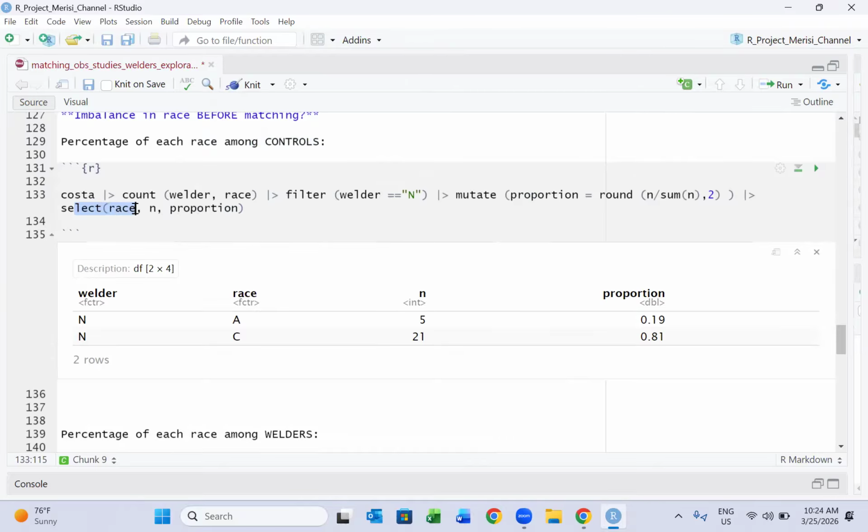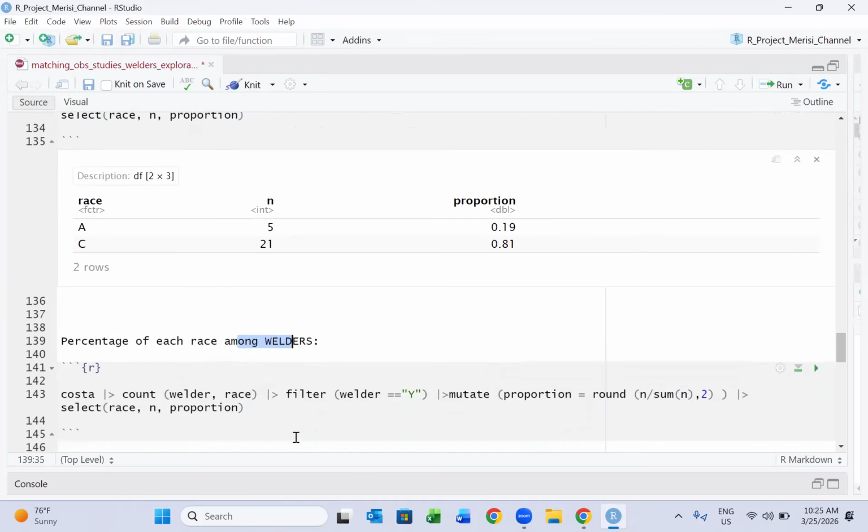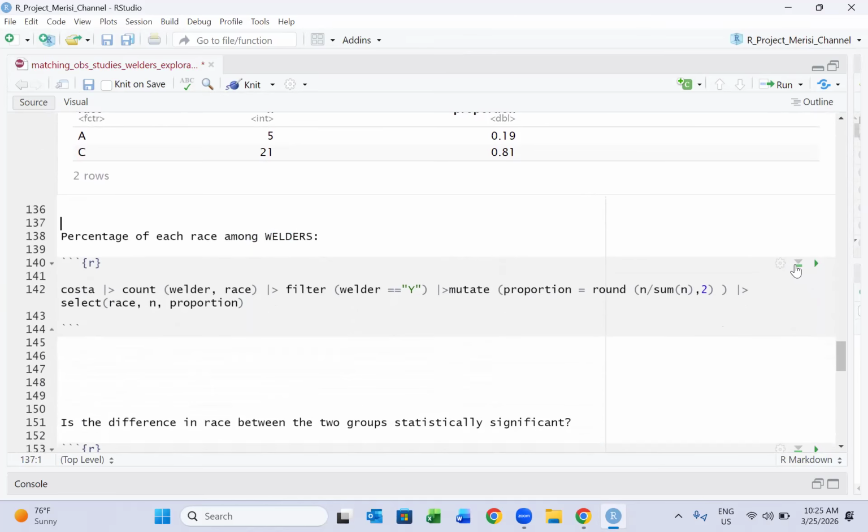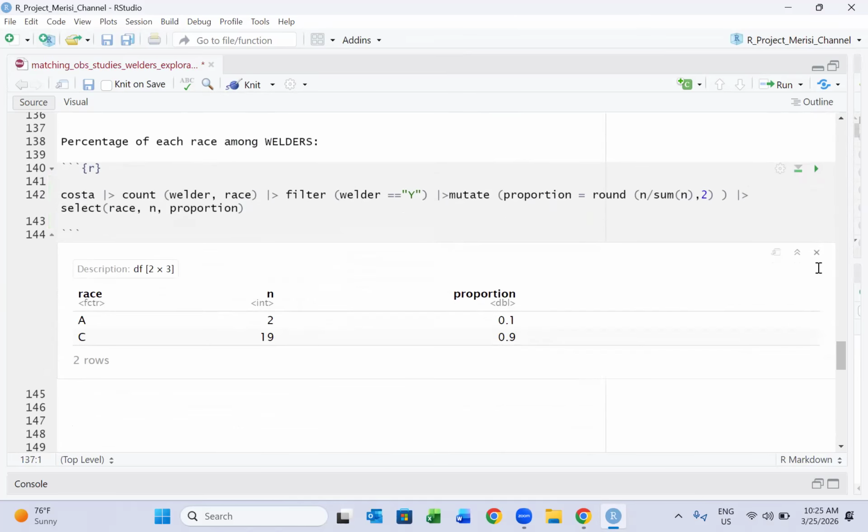I can also do this differently. I can deselect the welder column, but that's okay. That will work as well. Anyway, so that's what I have, okay? And yeah, so I just repeat the same thing for welders now, okay? Same idea for welders. This is for welders, and let me move this a little bit up, and that's what I get, all right?